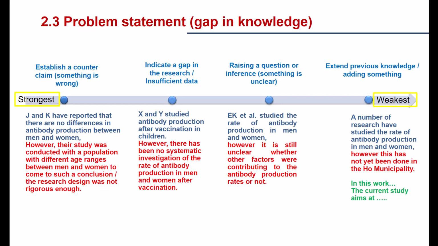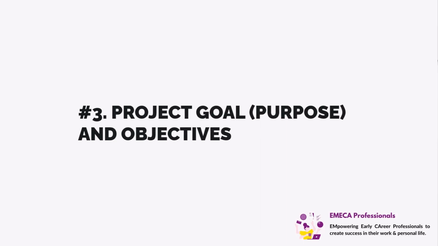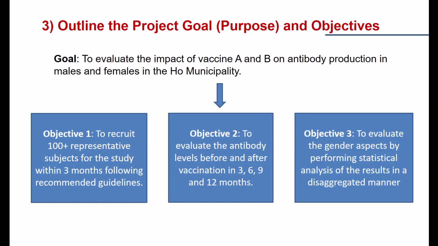So you have identified this problem and or a gap in the knowledge, and this is the basis for the goals that you will set for your project in order to achieve them. So the next component is the project goal and objectives. Usually there is a main goal of the entire project, which is divided into smaller objectives, which will be the basis for the results of your project. So first, you can say the first objective is to recruit this number of people. The second will be to evaluate the antibody levels before and after vaccination. And the third will be to evaluate the gender aspects by using statistical analysis.